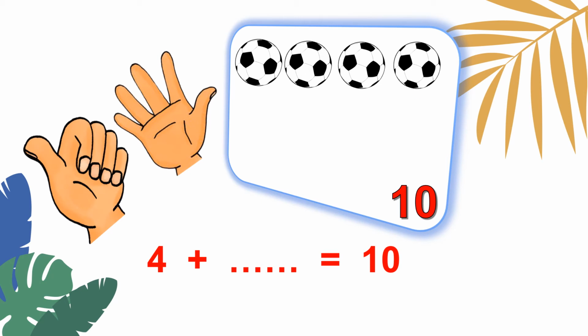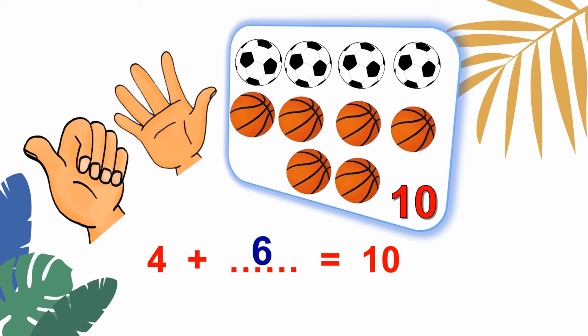Now I have 4 plus what gives me 10. Okay, hide 4 fingers and count the other. 1, 2, 3, 4, 5, 6. So 4 plus 6 equals 10. Okay, if I have here 4 football balls and I add 6 basketballs, it equals 10. Let's count them. 1, 2, 3, 4, 5, 6, 7, 8, 9, 10. So all of them are 10 balls.